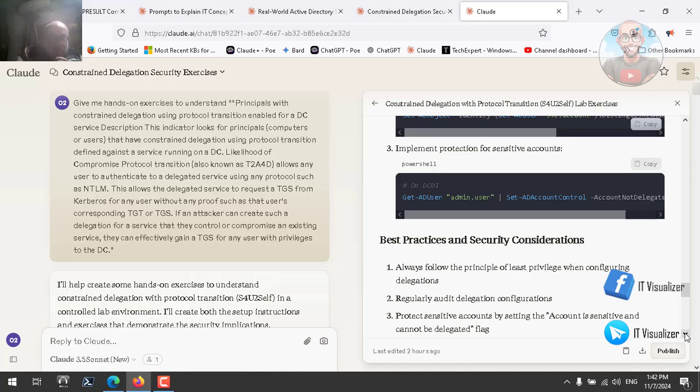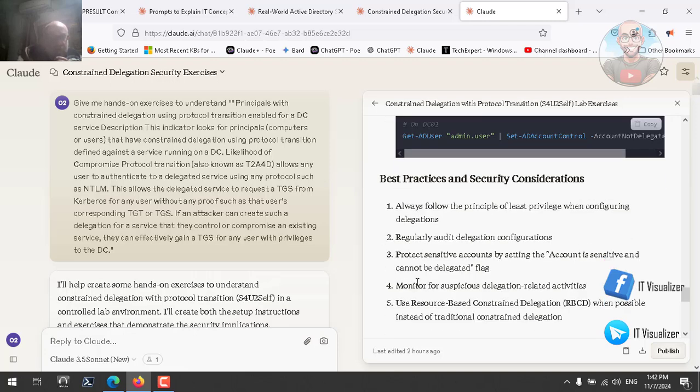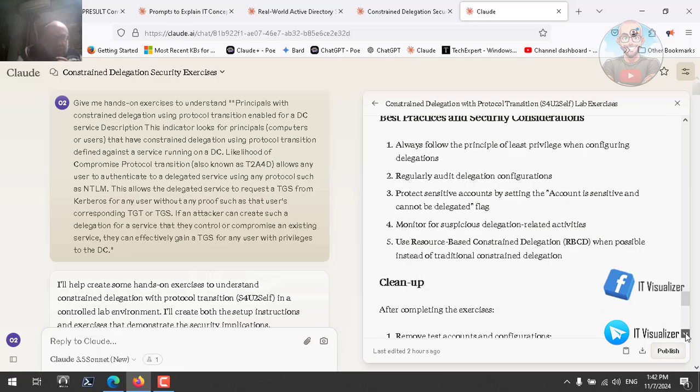access or PAM solutions. Anyway, follow this principle, least privilege, when configuring delegation. Regularly audit delegation configuration. Protect sensitive accounts by setting the flag "account is sensitive and cannot be delegated." Okay, this can be done, and you can add it to the Protected Users group. This can be good. Monitor for special delegation-related activities. Use resource-based constrained delegation, which is better when possible, instead of traditional constrained delegation. I think we can add a couple of things. We can implement the PAM solution and other things. I think this was also said here.